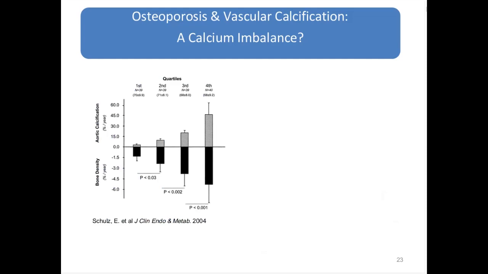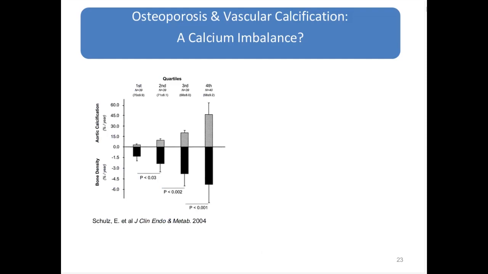So the person with the greatest bone loss per year has the most increase in calcification in their arteries per year. And the person who has very little bone loss over time has very little increase in aortic calcification. And this has been known since the 1940s. It was originally thought to be a calcium imbalance, that somehow the calcium from the bones was getting out of the bones and ending up in the vessels.